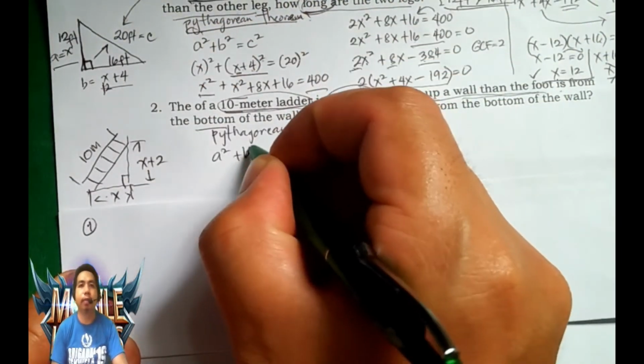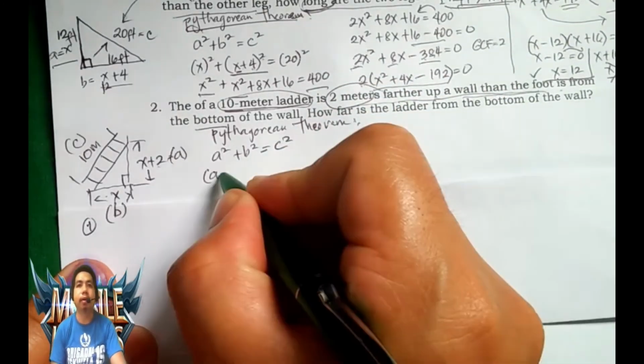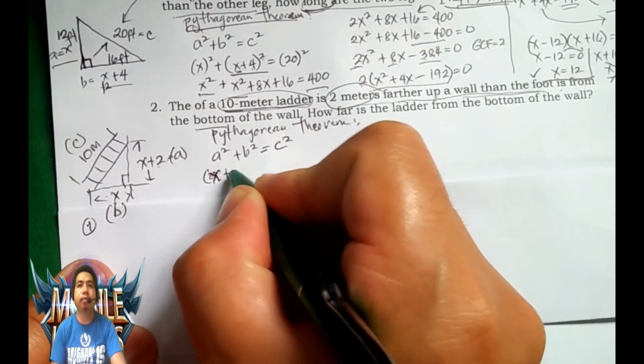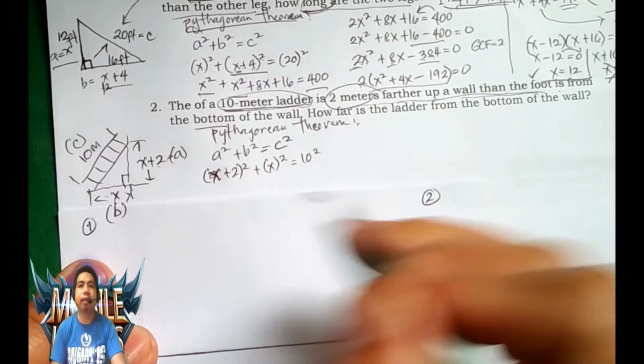Again, the formula for Pythagorean theorem, that is a square plus b square equals c square. So, applicate natin, we have x plus 2, square, plus ating base that is x square, that is equal to 10 square, yung ating hypotenuse.